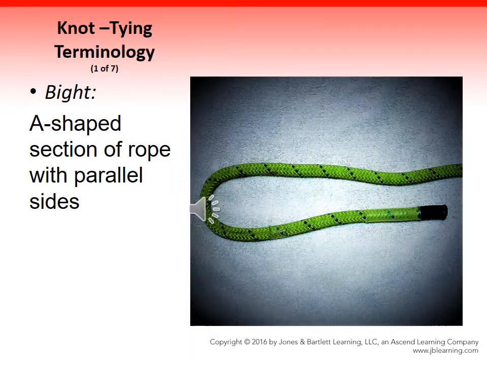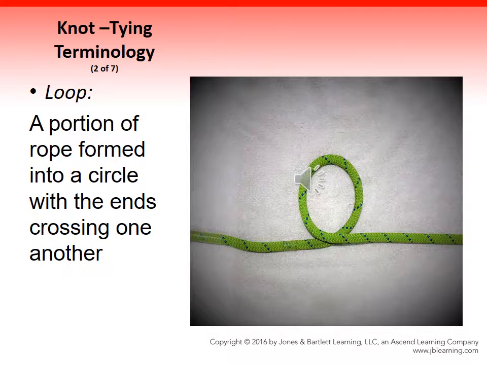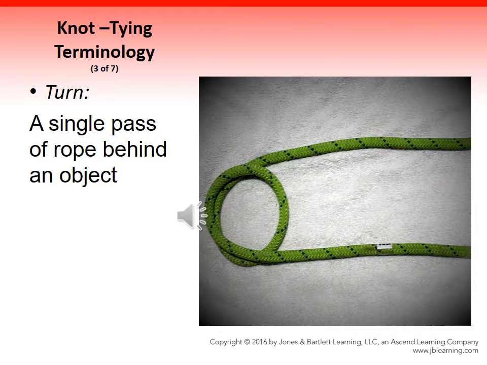Over the next several slides, we're going to talk about knot tying terminology. The knots that we are going to be tying in this class will be using the basic principles. A bight of a rope is simply a shaped section of the rope that does not cross itself. A loop is simply a full circle formed by passing the working end of the rope over itself. A turn is a single pass of rope behind an object.